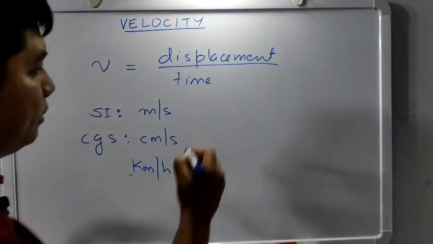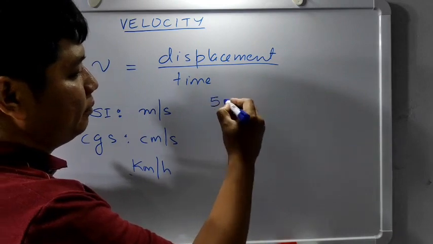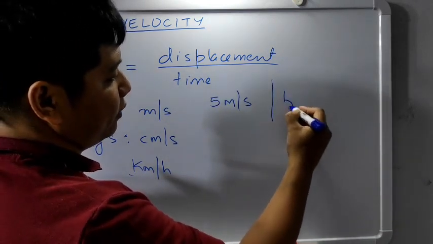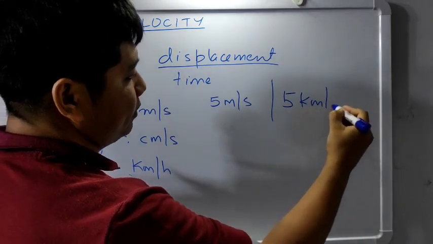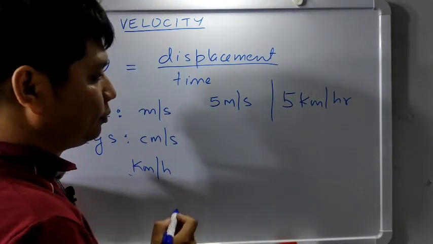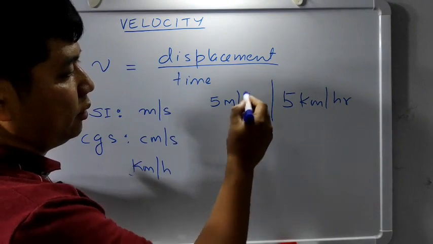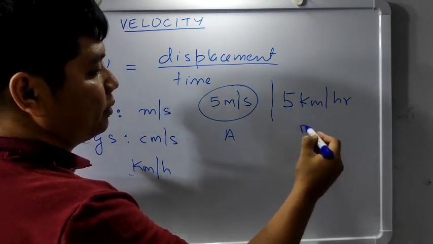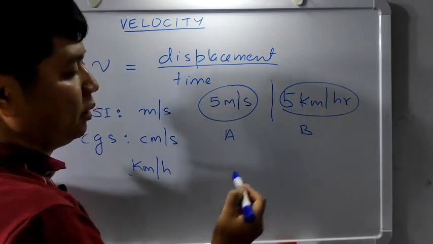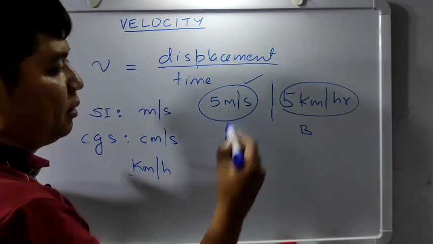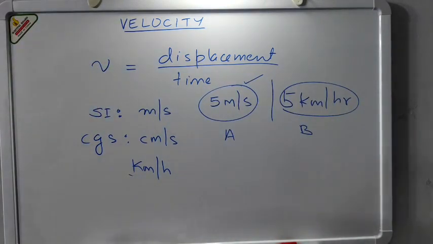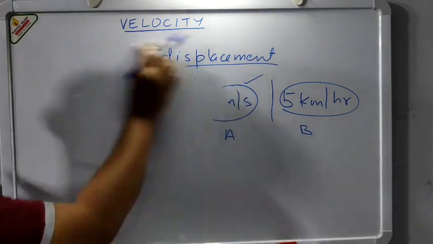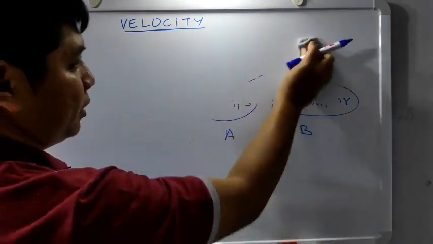But if we consider 5 meter per second and 5 kilometer per hour, let us compare these two. If car A is moving with 5 meter per second and car B is moving with 5 kilometer per hour, here car A moves faster. Let me explain the relation between meter per second and kilometer per hour.